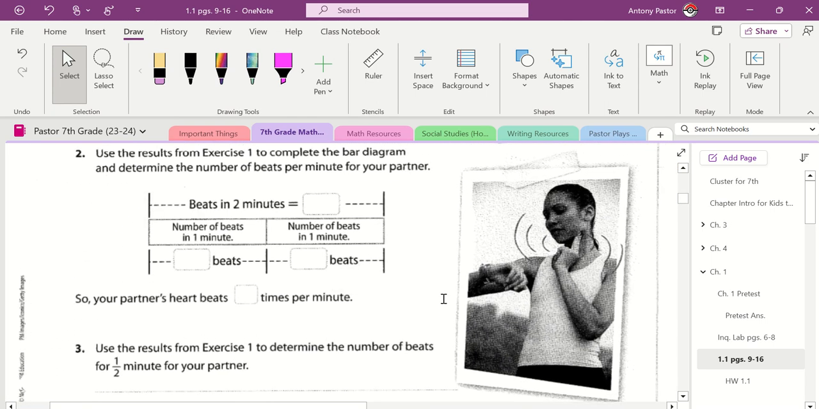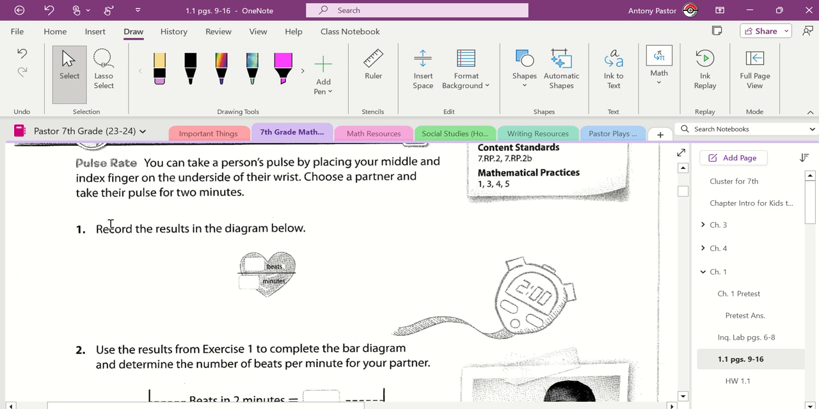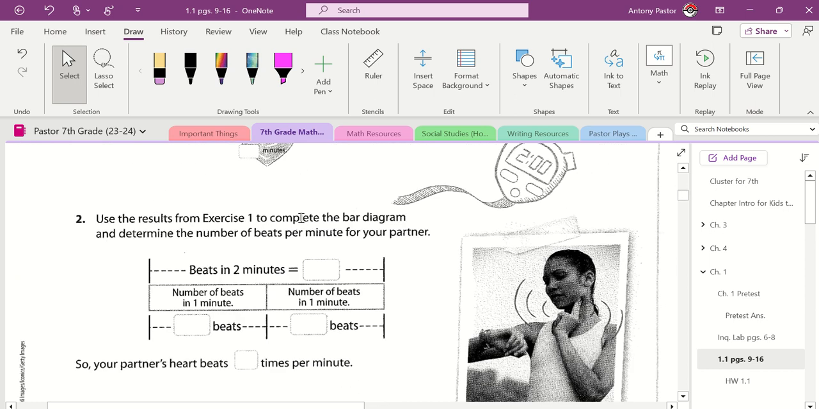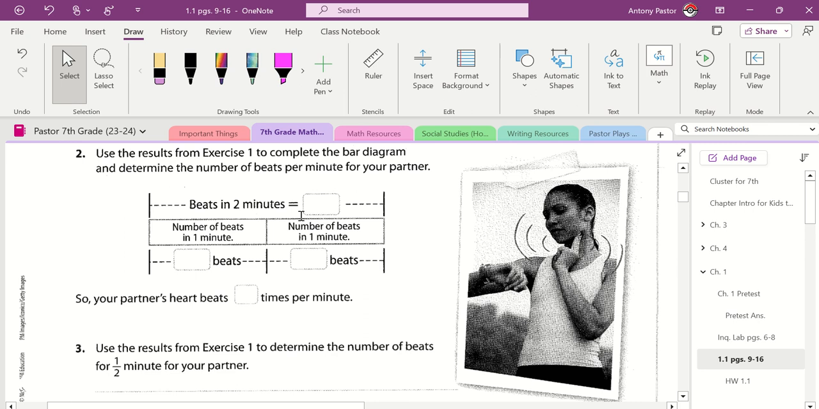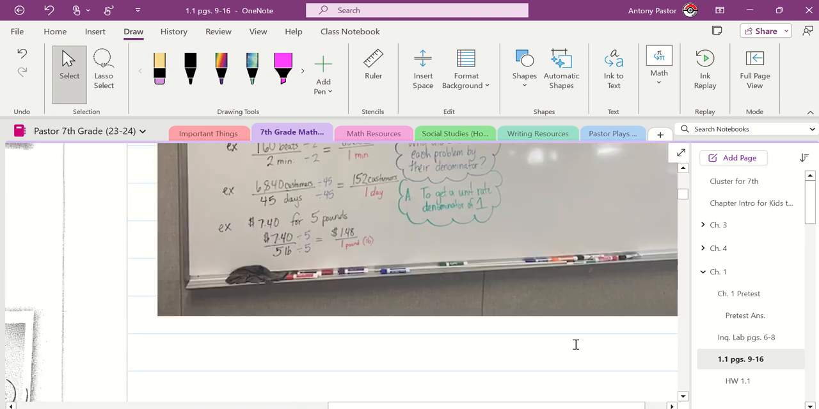So our exercise from here is beats every 2 minutes. Record, you can take a person's pulse. Oh, they want us to actually take our pulse. Okay, well, we're going to use what we had here because we're not doing that.